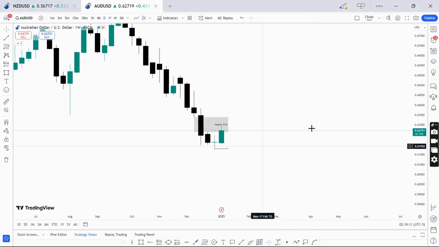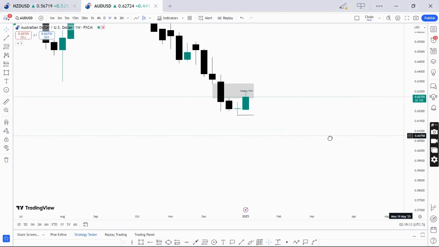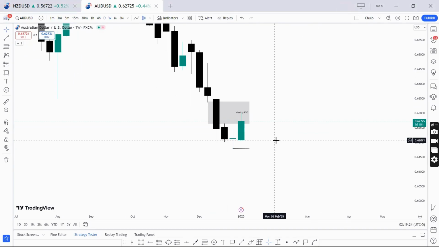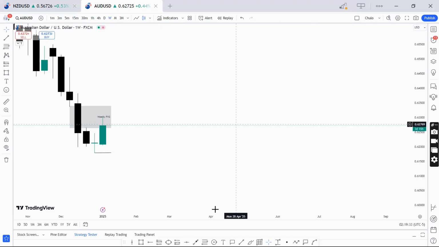Now our next draw on liquidity is this external range liquidity here. Now we've seen the clear order flow of the market that price is still going. We are still expecting price to drop, but this alone is not enough. I always tell you guys about time frame alignment.